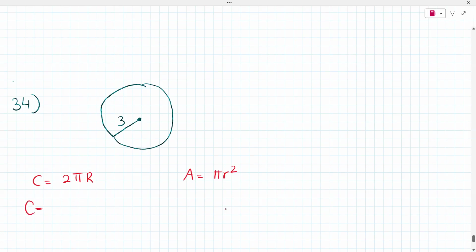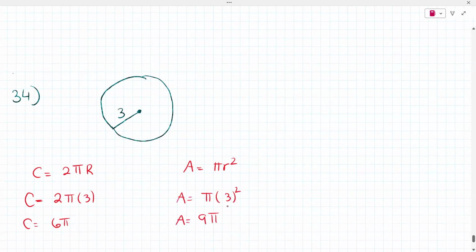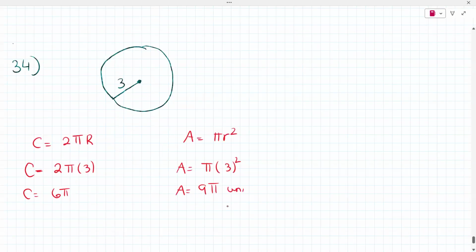Okay, so let's find the circumference. It's 2 times pi. My radius is 3, so that would be 6 pi, right? And then the area is pi r squared. My radius is 3 squared. So 3 squared is 9, times pi, so that's 9 pi. So my area is 9 pi units squared, and then my circumference is 6 pi units.